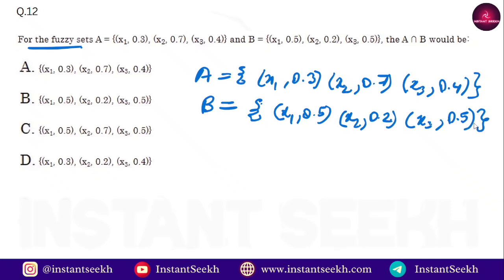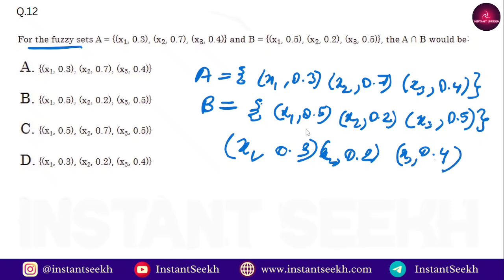So for intersection, we find the minimum membership value, that is min, right? So minimum value we just need to identify. For x1, what is the minimum value here? If you compare both of them, it will be 0.3. For x2, it will be 0.2, and for x3, it will be 0.4. So the correct answer will be (x1, 0.3), (x2, 0.2), and (x3, 0.4). Your option number D matches this particular pattern. Okay, so answer is option D.